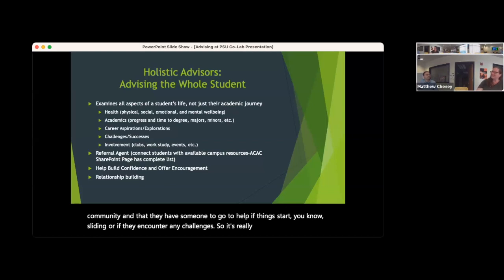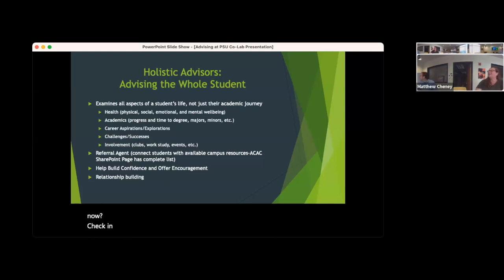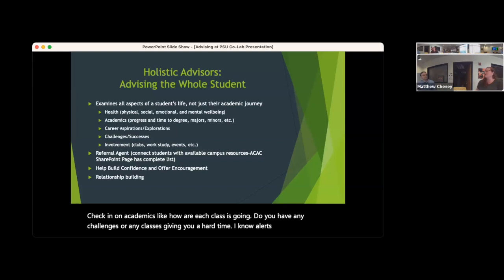So it's really good to get to know the whole student, like deep dive into their experience at PSU. Check in on their health, their physical, social, emotional, and mental well-being. Like, how are they as a human right now? Check in on academics. How are each of their classes going? Do you have any challenges or any classes giving you a hard time? I know alerts just went out. That is another good time to reach out to our advisees. If you got any alerts on any of your students, reach out, see if there's anything you could do to help make their experience a little better. Maybe they need help getting a tutor, but just check in.